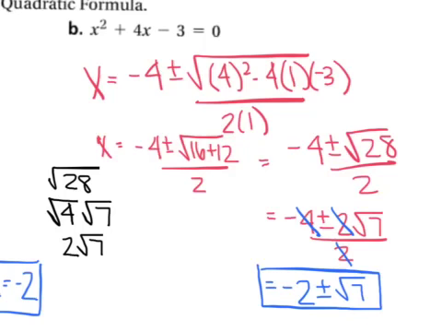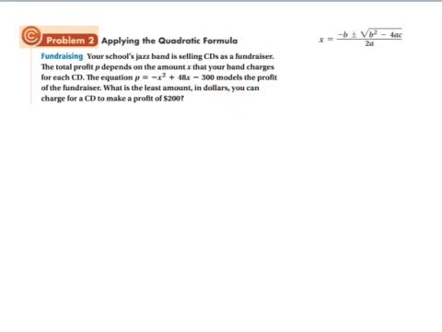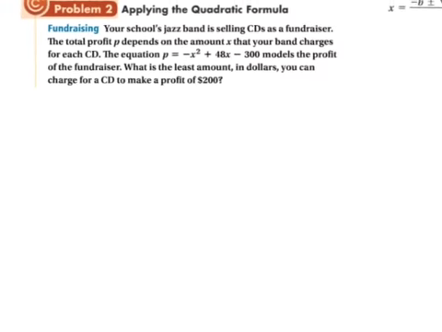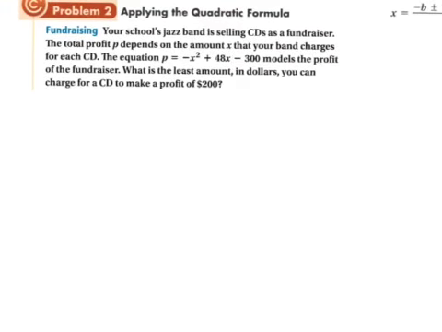Our next problem, we're going to make the quadratic formula help us in a word problem. Our school's jazz band is selling CDs, and the total profit depends on how much you're charging for each CD. There's an equation, P equals negative x squared plus 48x minus 300. P is the profit, X is the price that the CDs are being sold for. And it says, what's the least amount of money in dollars that you can charge for a CD if you want the profit to be 200?